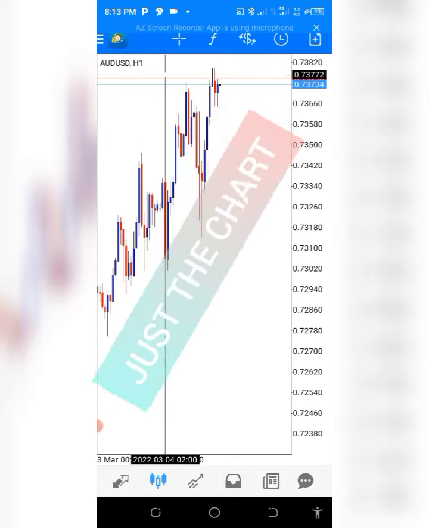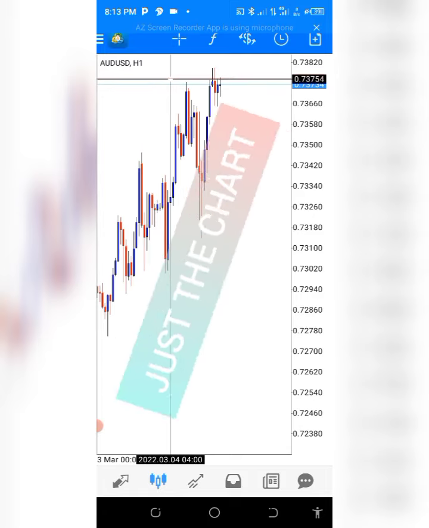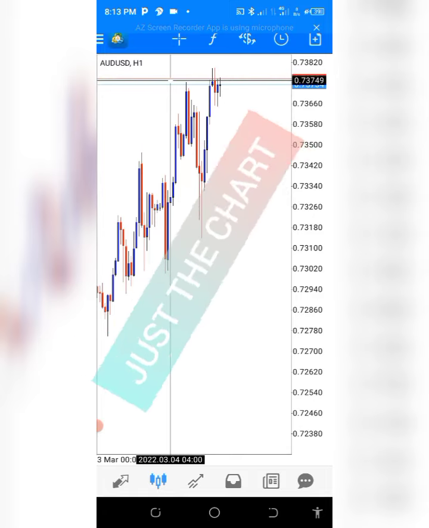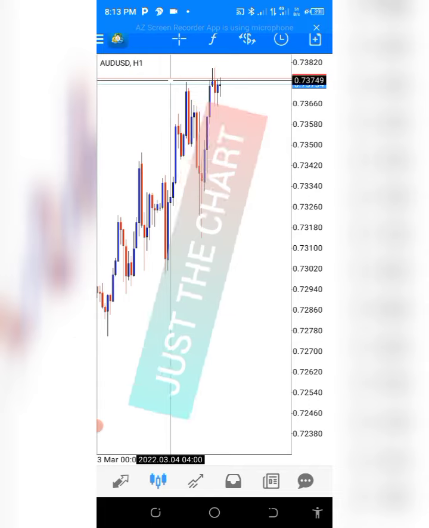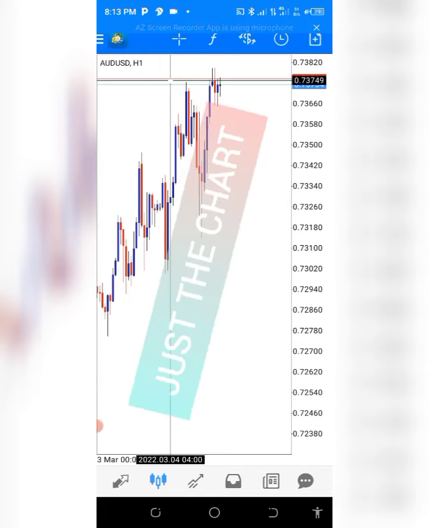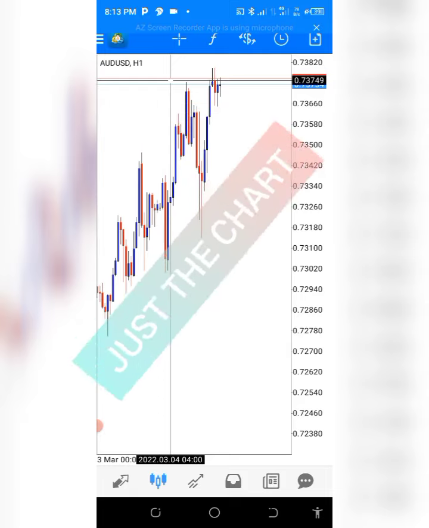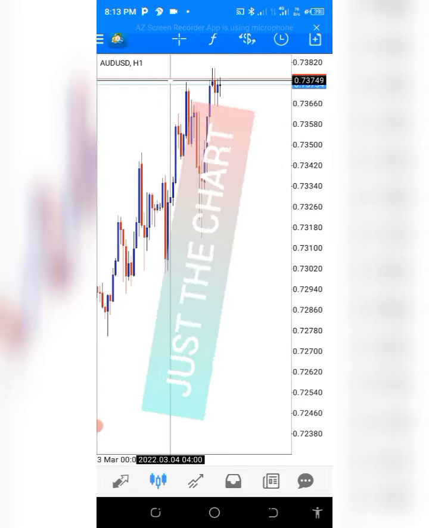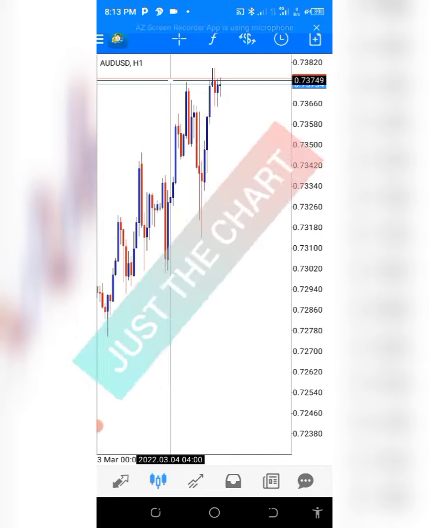Let me show you this. If that 73 changes to 74, this is 74. This is one pip. That means $10 from where price is now to this place is $10 using a standard lot size, and a standard lot size contains 100,000 units.